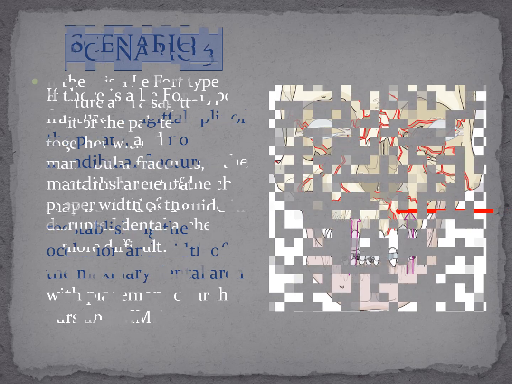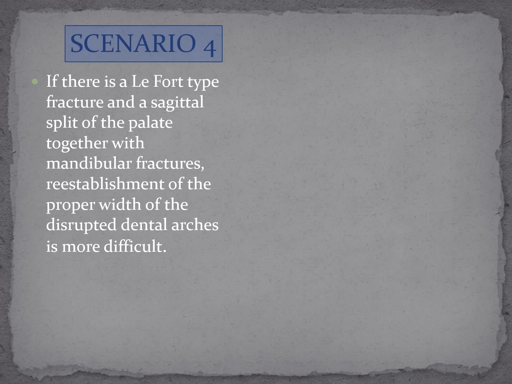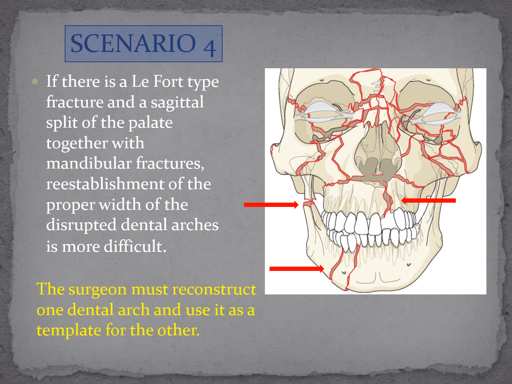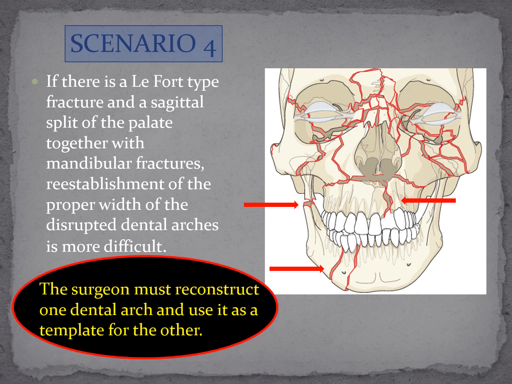Scenario 4 is the worst case scenario, in which there is a Le Fort type fracture and a sagittal split of the palate as well, together with a mandibular fracture. Therefore, we don't have any guide at all as to how the teeth need to be fixed, because the width of both the arches, that is the maxilla as well as the mandible, has been disrupted. What do we do? In this case, the surgeon must reconstruct one dental arch by putting plates and screws arbitrarily, and then use that as a template to reconstruct the other arch.